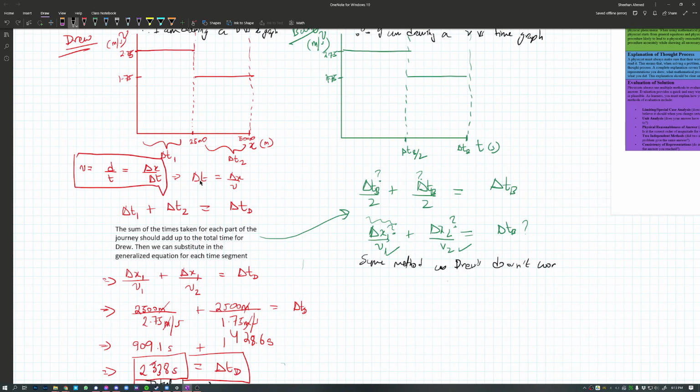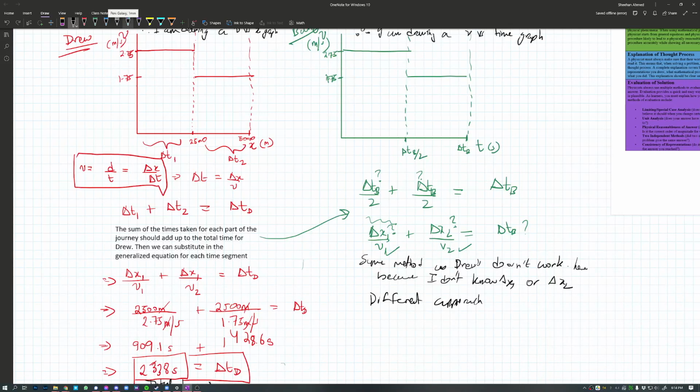Doesn't work. The same method as Drew's doesn't work here because I don't know x1, delta x1, or delta x2. Ooh, what do I do? And I don't know delta TB over 2 because I don't know delta TB. Well, maybe we can take a different approach.